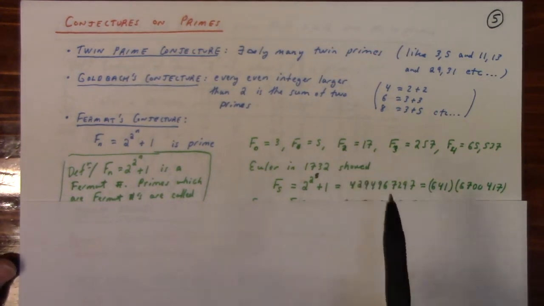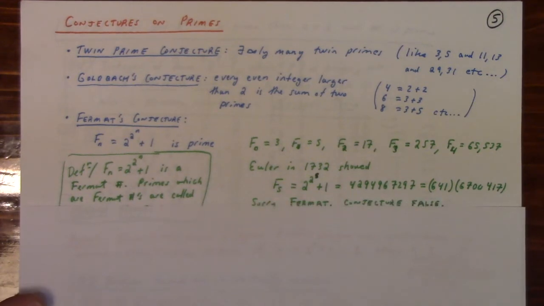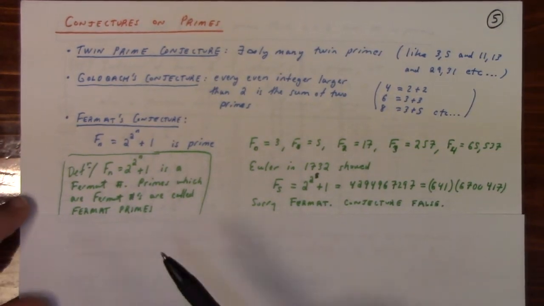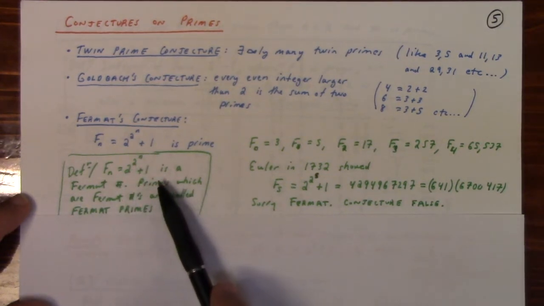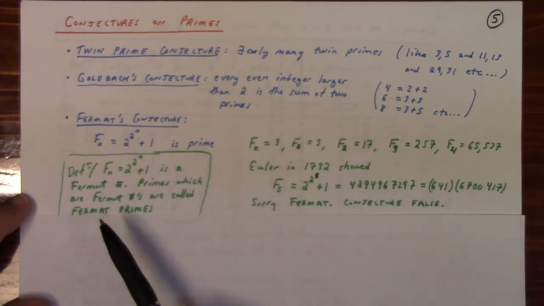And the way he figured that out, I will walk you guys through, and there's a homework problem for that one. So you can appreciate how Euler saw it, because he did not have a calculator, obviously. Anyway, point of order here. Numbers of the form 2 to the 2^n plus 1 are called Fermat numbers. Primes which are also Fermat numbers are called Fermat primes.